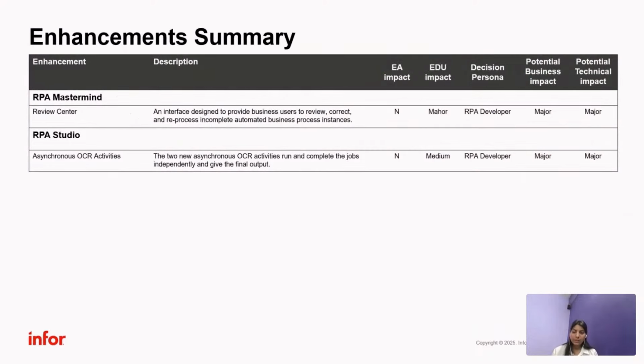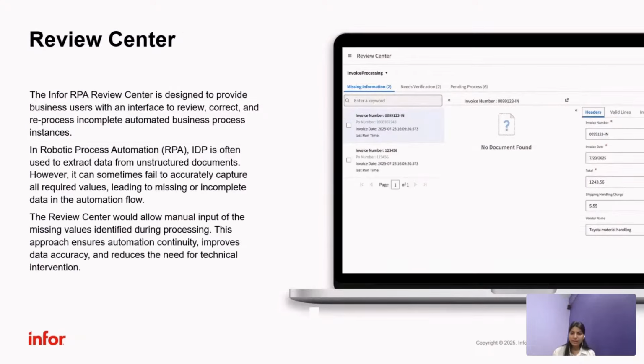As part of this release, we have 2 new features. We are very excited to introduce you to Review Center, that is our major enhancement in how we handle exceptions in the documents within RPA. Review Center is designed to give business users a place where they go manually and interact with the data, interact with the documents, review them, correct the incorrect values, and send a document for reprocessing.